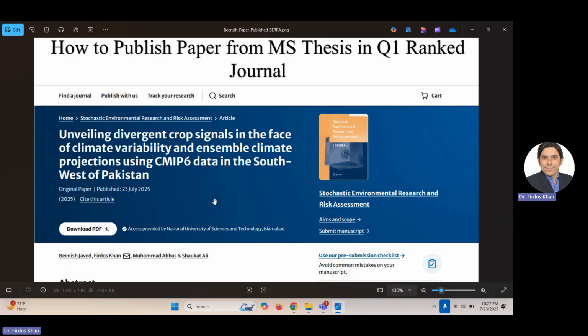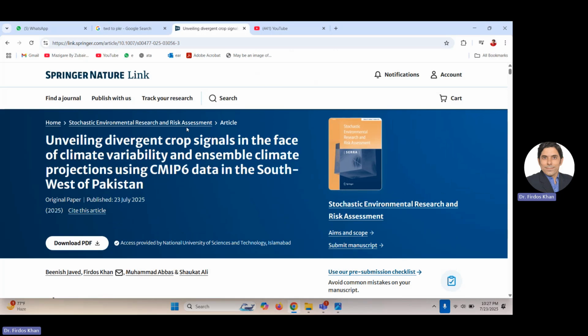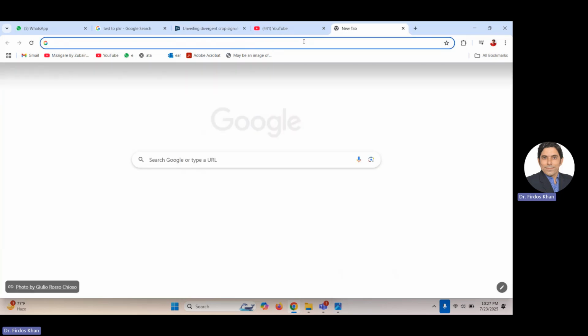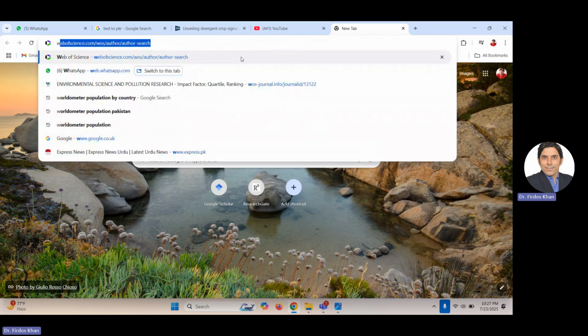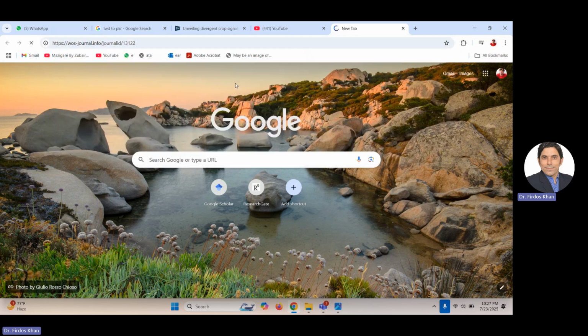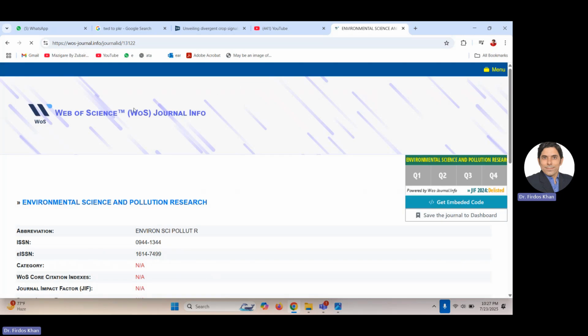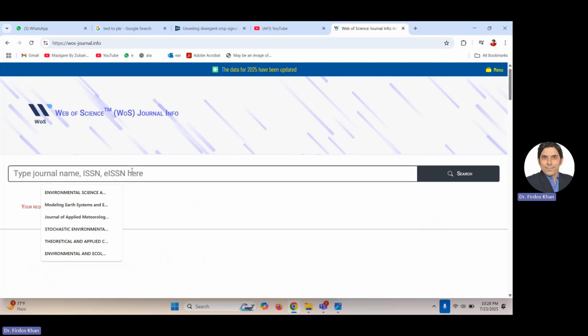Let me first explain the paper. This is the paper which has been published today in Stochastic Environmental Research and Risk Assessment. If you would like to check whether it is a Q1 rank journal or not, you can go to the Web of Science, which is one of the most authentic sources to check whether a journal is ranked Q1 or not. So let me check this. This is Web of Science, and just write the name here: stochastic.